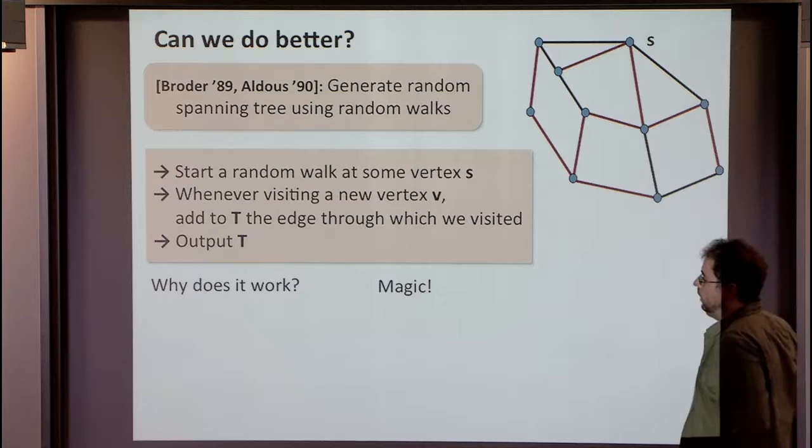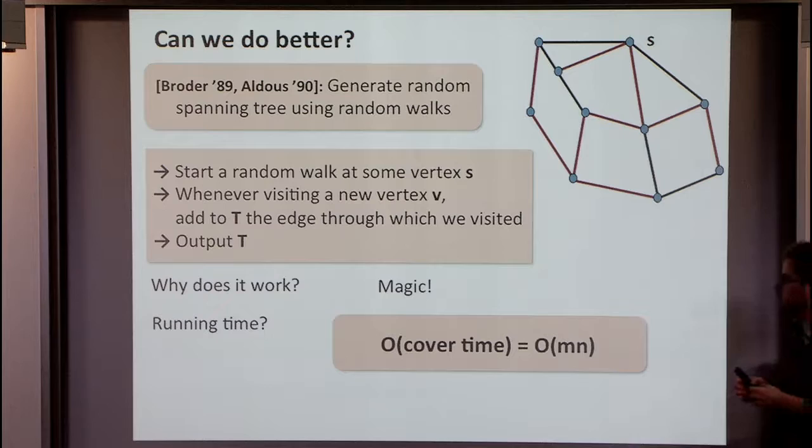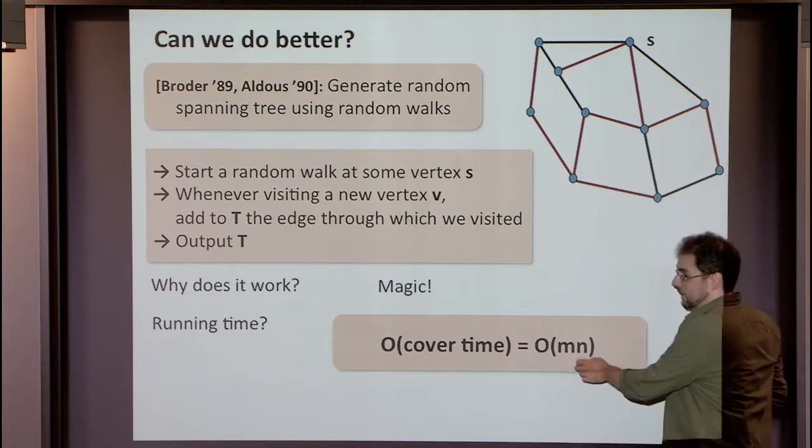But how about the running time? Clearly, you have to simulate the walk until it visits every vertex in the graph. So essentially, the running time of this algorithm is proportional to the cover time of the graph. In the worst case, we know that the cover time of a graph is mn. So this is literally the running time that we get. It improves the m squared part from the previous slide. It does not necessarily improve the m to the omega part when the graph is dense.